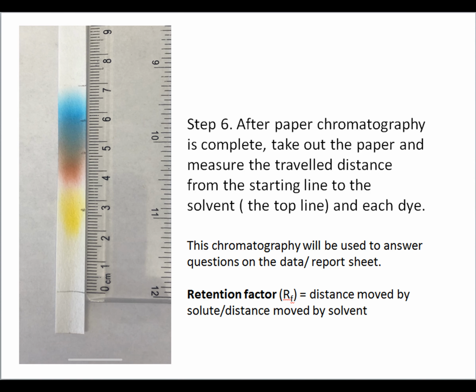Step 6, after paper chromatography is complete, take out the paper and measure the traveled distance from the starting line to the solvent, which would be the top line, and then for each dye. This chromatography will be used to answer questions on the data/report sheet. You're going to use these measurements to calculate the retention factor, which is RF equals distance moved by the solute over distance moved by solvent.